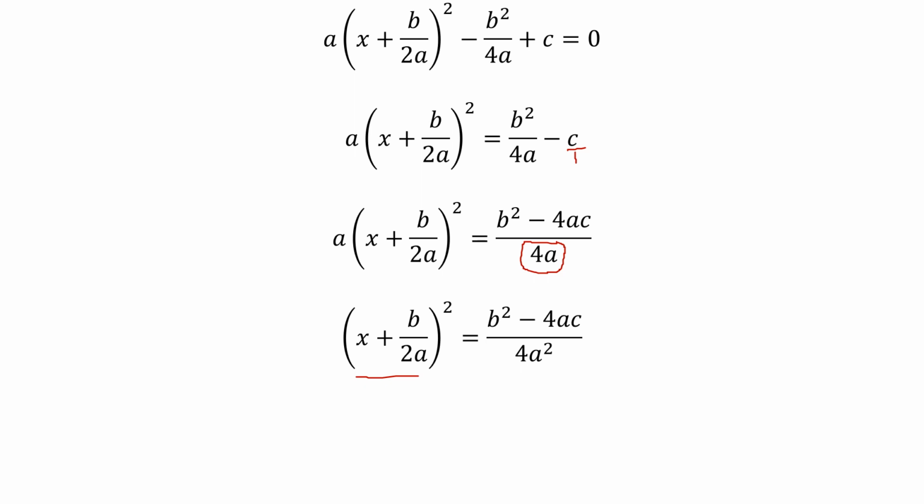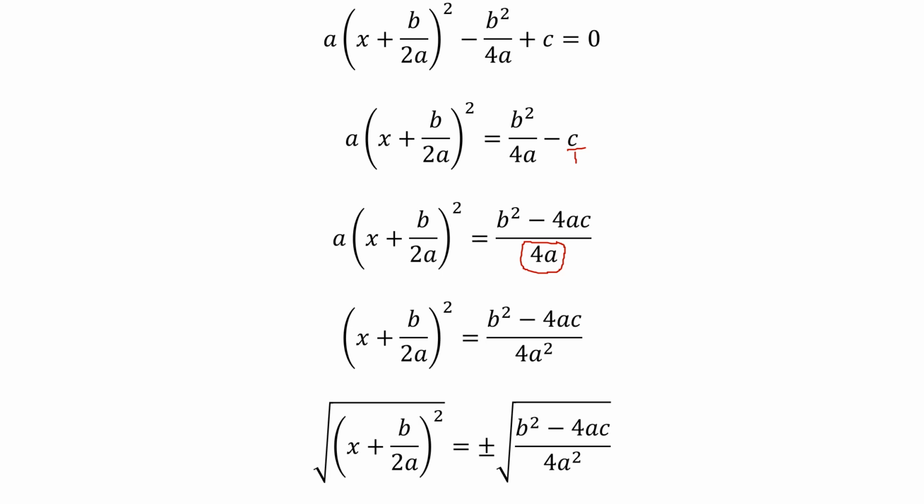Now, let's make x the subject. We want to make this x the subject. So we are now applying the square root on both sides. And as we apply the square root on both sides, on one of the sides we have to put the plus or minus sign, like this. So I want to put my plus or minus sign on the right hand side, like this. If I apply the square root on the left hand side, the square root of this one squared will be x plus b over 2a. Right, like this.